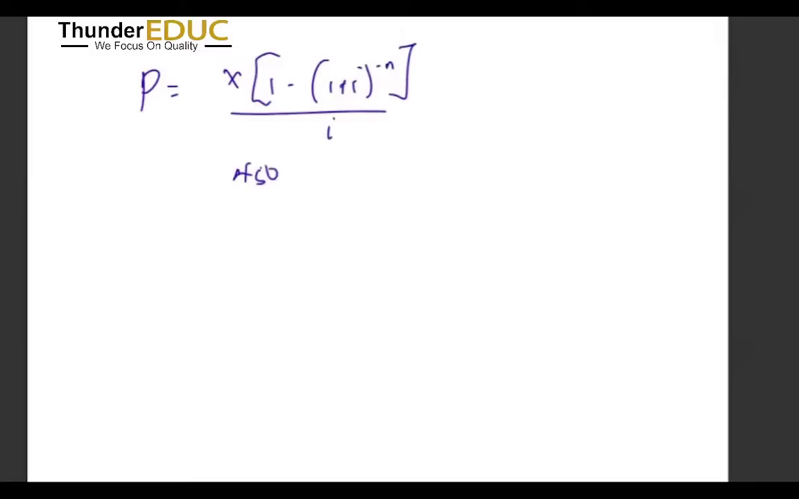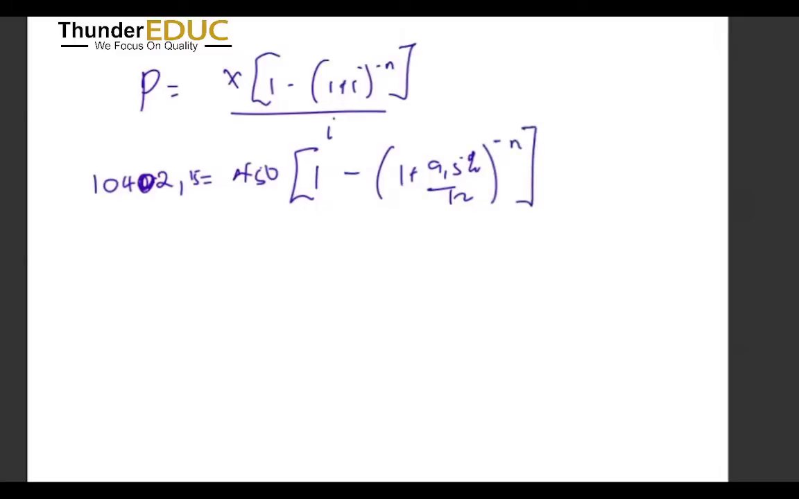All right, so let me just put it aside. We're saying P is equal to the X into 1 minus 1 plus I to the negative N over I. So we said 450. This is 10,402.15 into 1 minus 1 plus 9.5% over 12 to the exponent of negative N. This is all over 9.5% over 12.